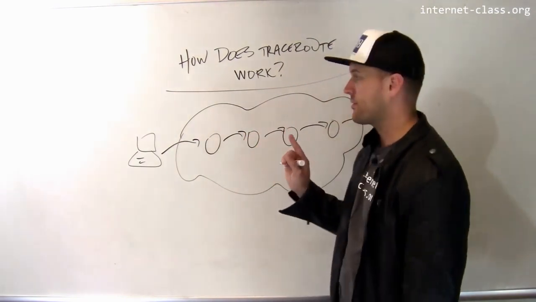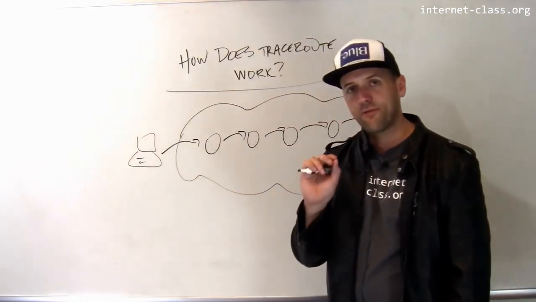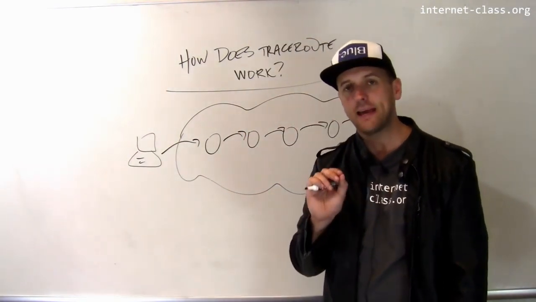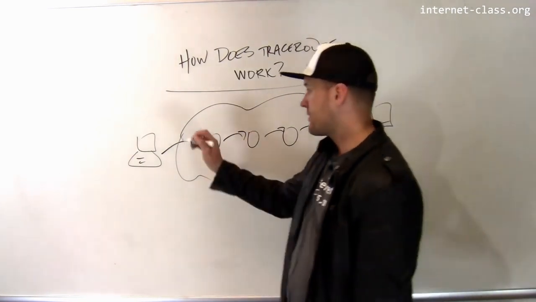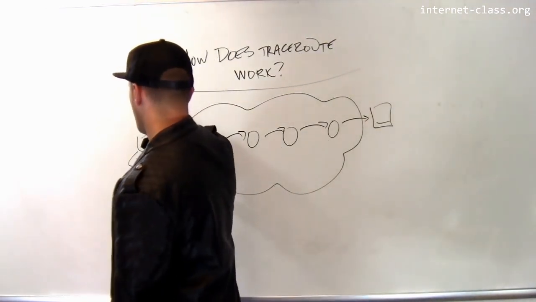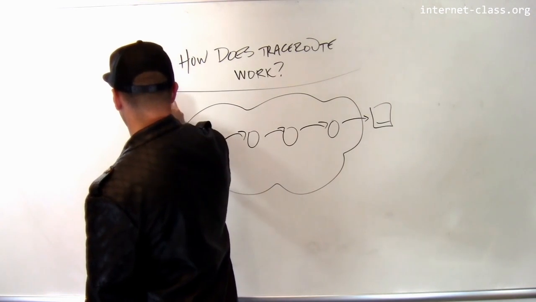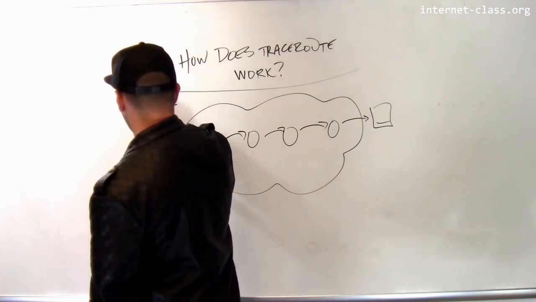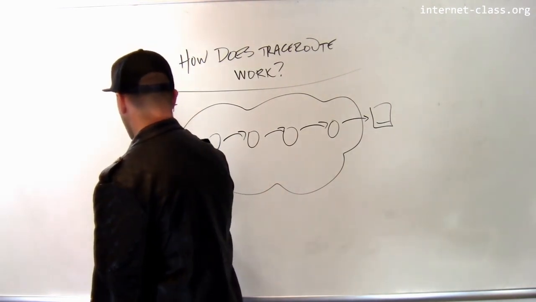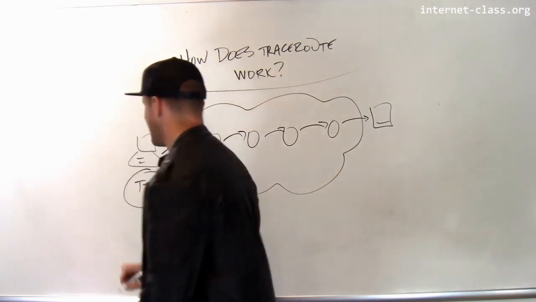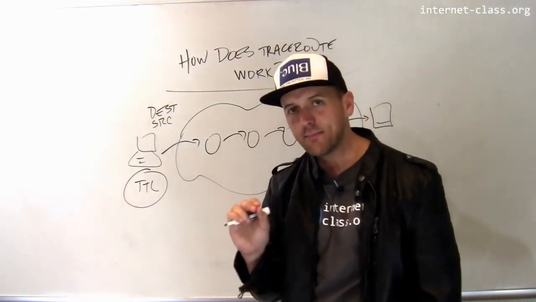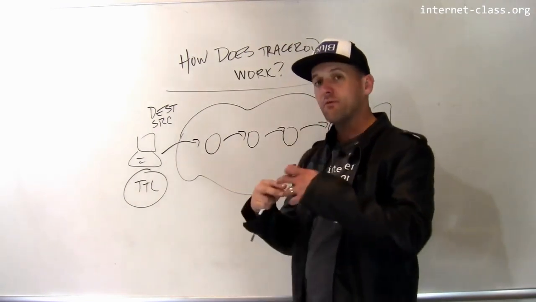TraceRoute works in this very clever way, and it exploits a field in the IP packet header. So the IP packet includes, along with the destination and the source IP addresses, it also includes this field called the time to live, or TTL. The time to live field is normally used to prevent routing loops.